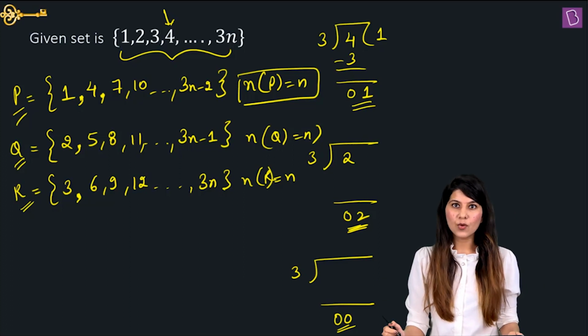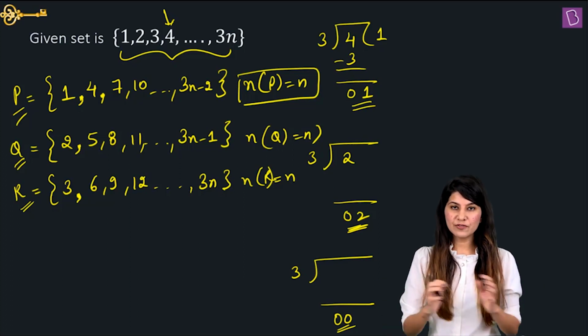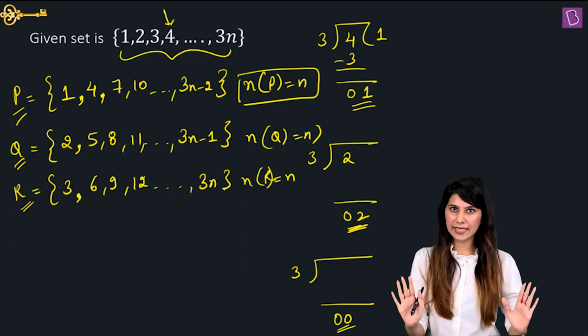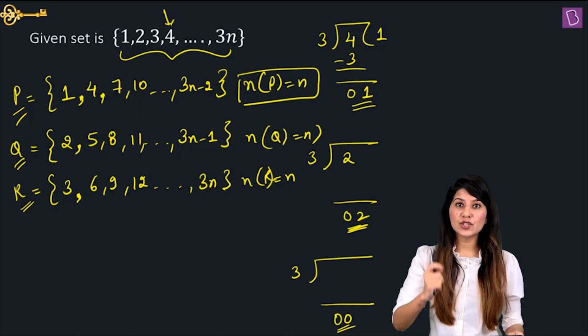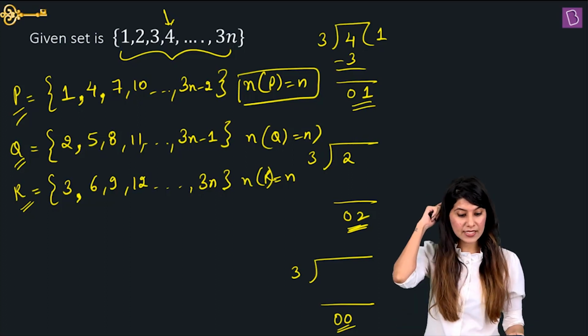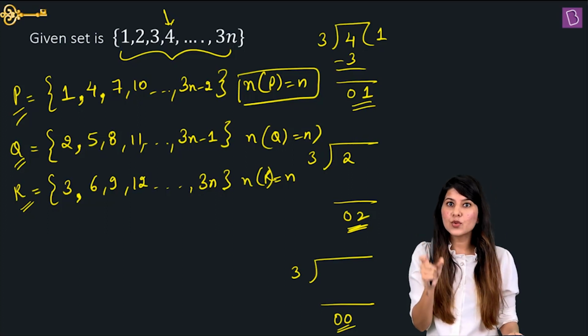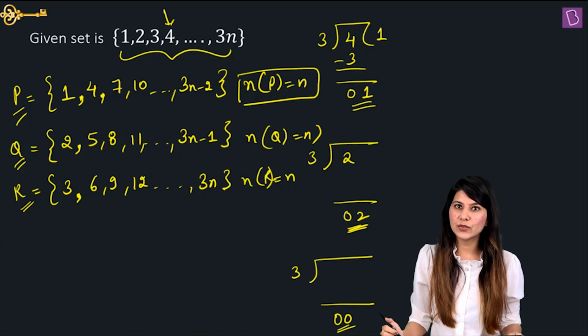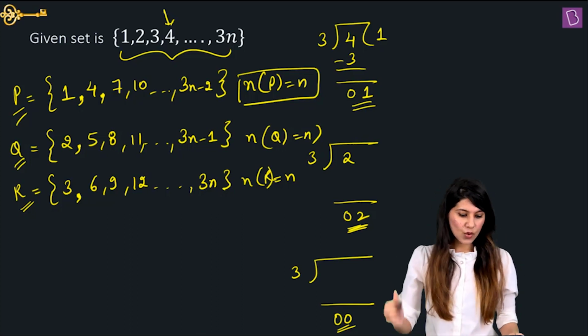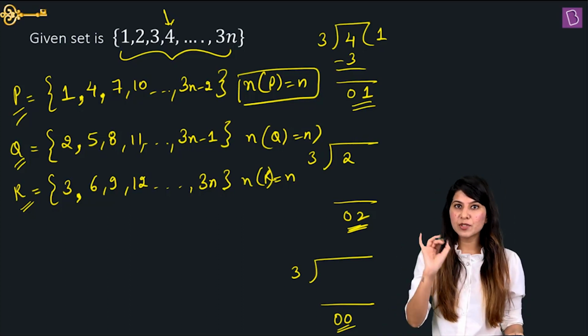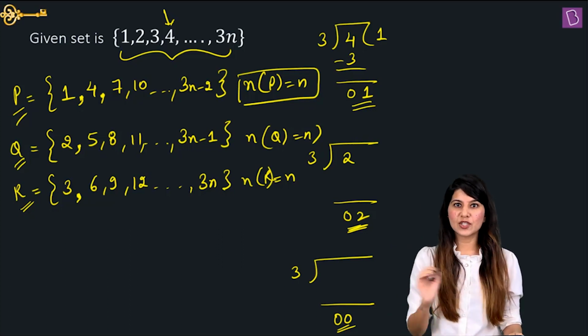Okay. So this was the basic thing. Now back to the question. What is the question asking us? The question is asking us to pick exactly two numbers such that if you add those numbers, the sum would be divisible by 3. Okay. So we need to make multiple permutations and combinations in this particular thing.